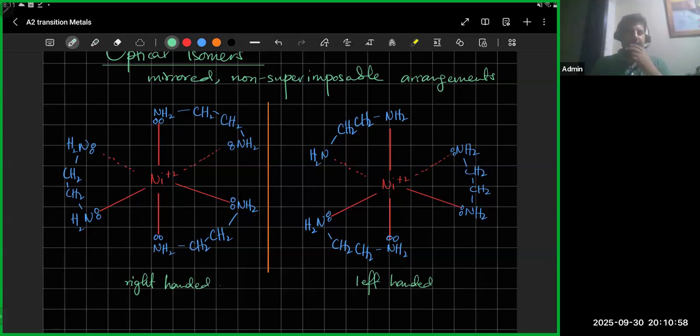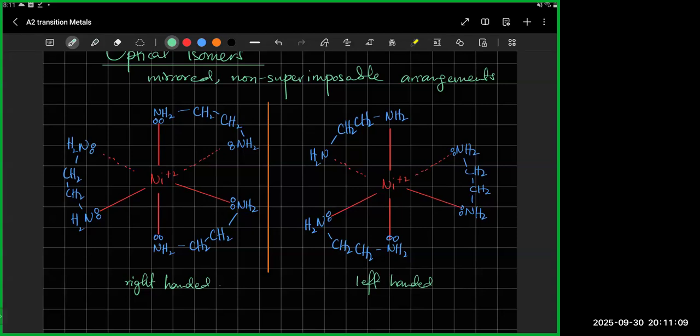Okay, is this clear? The two types, the optical isomer in transition metal complexes. Is this clear? Hala, is this clear, Qasim? Isaac? Yes. Yes, sir. Yes, okay.